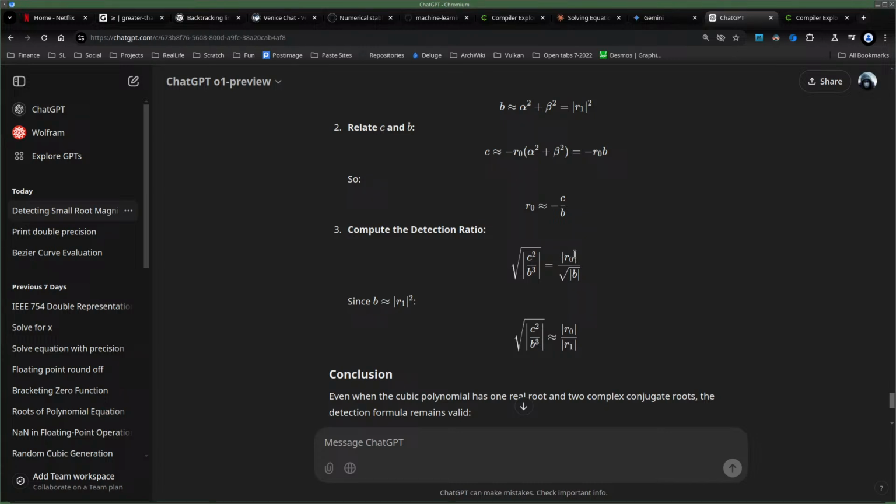Okay, so this is C squared divided by B squared. And then the square root of that. No, but no, this is C divided by B. And so under the square root is C squared divided by B squared. Yeah, okay, I agree with the formula.